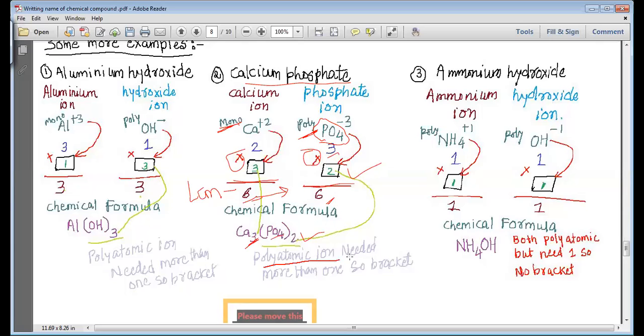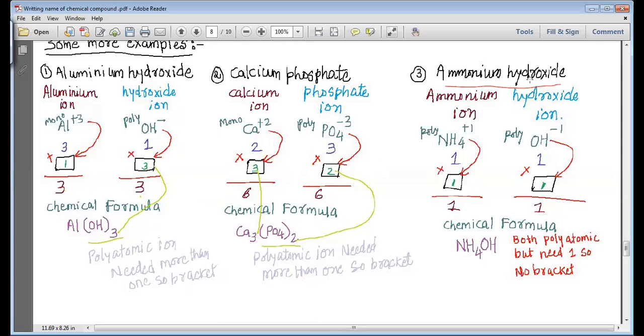Phosphate ion is a polyatomic ion, so it is needed more than one, so we put a bracket. So this is how, my dear students. Now I hope you understand. Let us take one more example, that is about ammonium hydroxide.